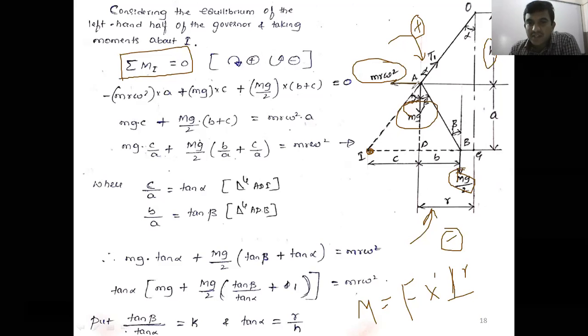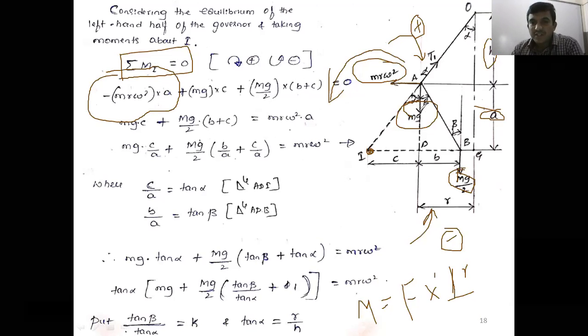One is the centrifugal force m r omega square that acts radially outward in this direction. What is the perpendicular distance? The perpendicular distance between A and I is nothing but AD, that is nothing but a. Moment is force into perpendicular distance, so this is m r omega square into a. That produces what type of couple? A counterclockwise couple, so m r omega square into a has a negative sign. Why a negative sign here? Because counterclockwise moments are negative, right?